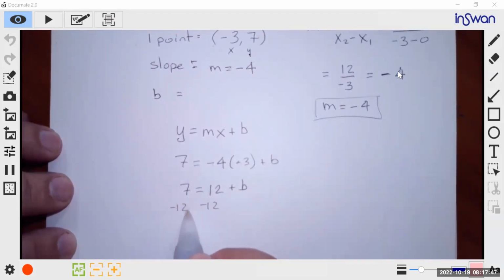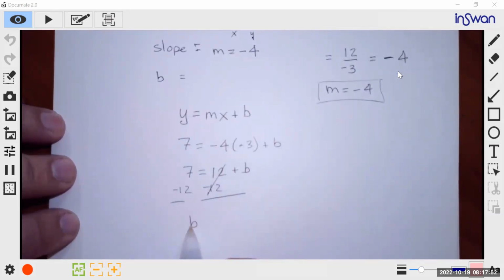Subtract 12. 12 is bigger, so it's negative. 12 minus 7 is 5.